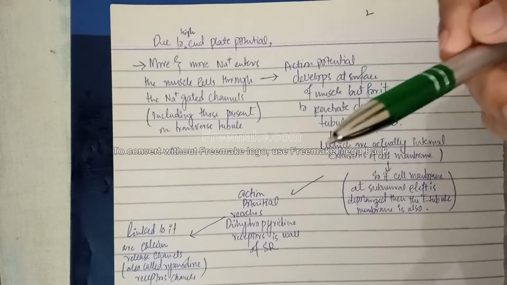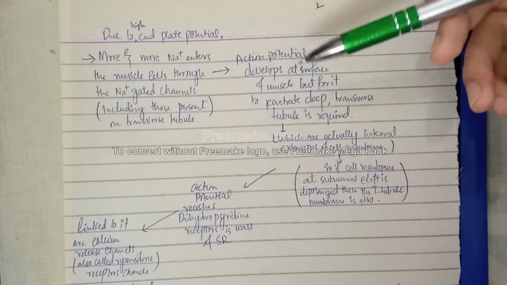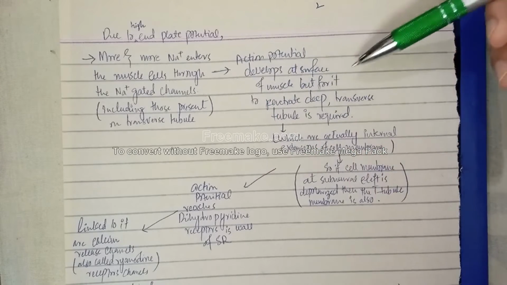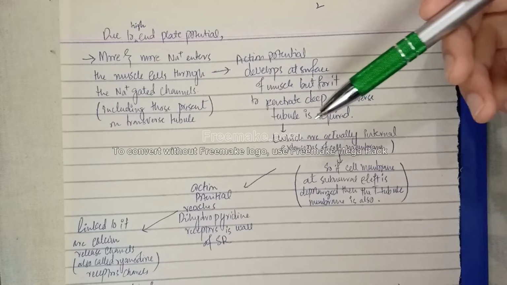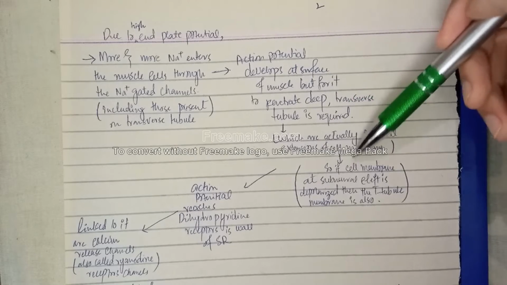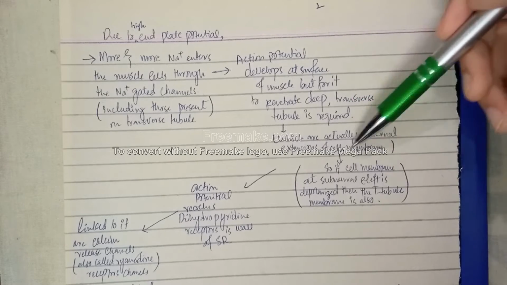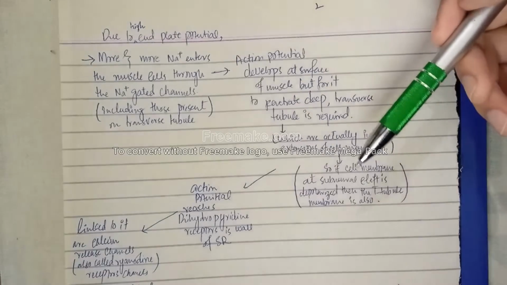Now, what are transverse tubules? We will find out. The action potential develops at the surface of the muscle, but for it to penetrate deep, transverse tubules are required, which are actually internal extensions of the cell membrane. So if the cell membrane at the subneural cleft is depolarized, then the T-tubule membrane is also.